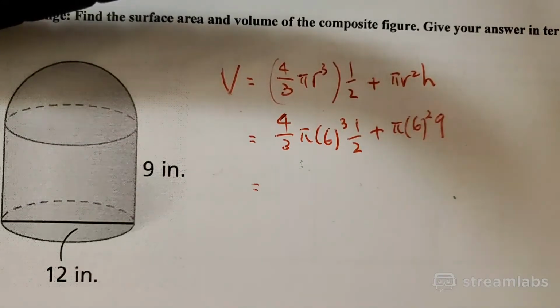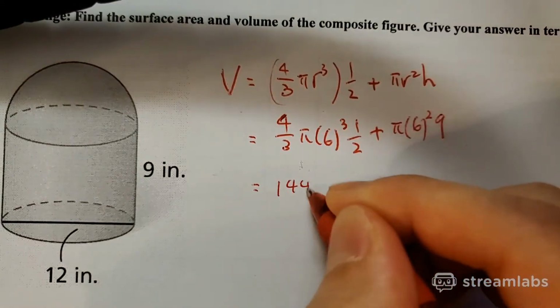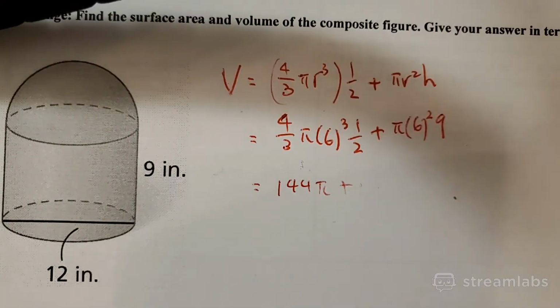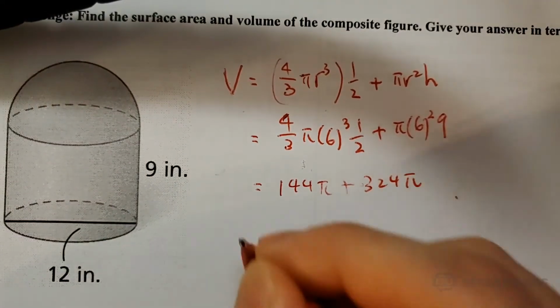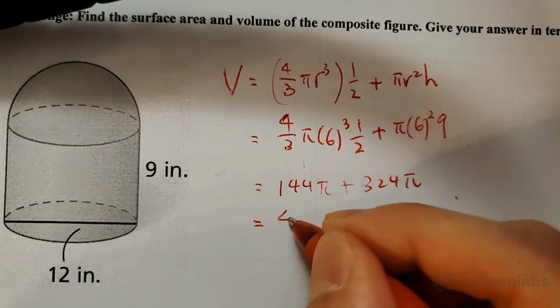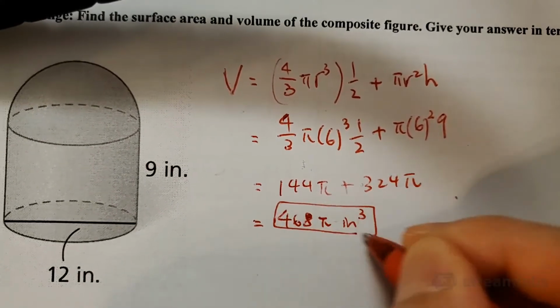So together, volume is 4/3, 6 cubed. So this is 144 pi plus 324 pi. So together the volume is 468 pi inches cubed. Right, that's the volume.